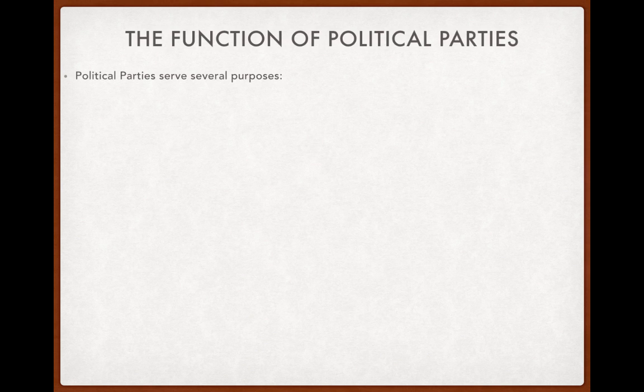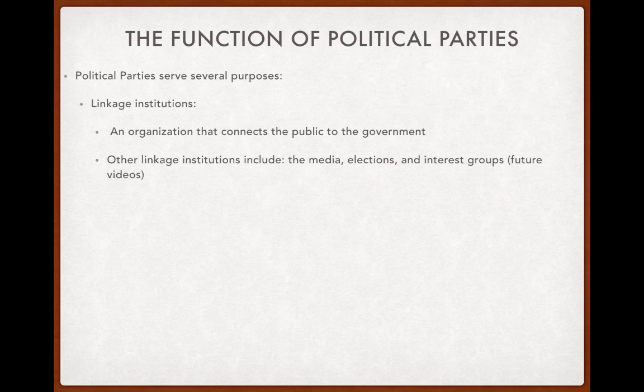Political parties serve several purposes. It's important to know what purposes they serve. They are an example of a linkage institution, and holy cow, make sure you know this. A linkage institution is an organization that connects the public to the government. Other linkage institutions include the media, elections, and interest groups. And we'll talk about those in future videos.